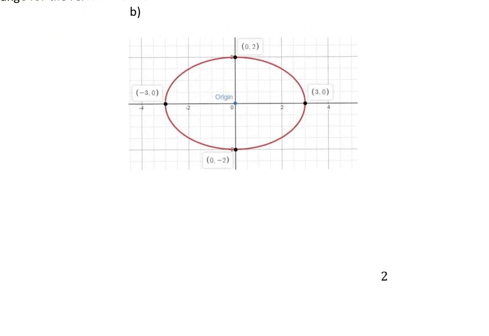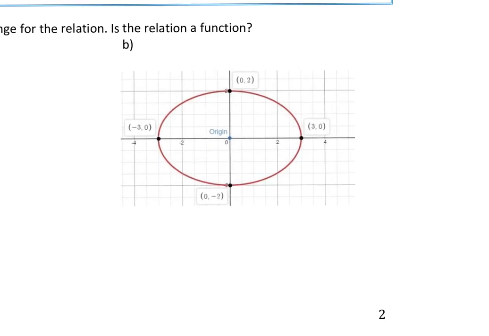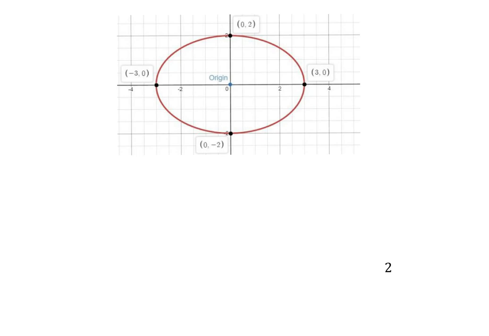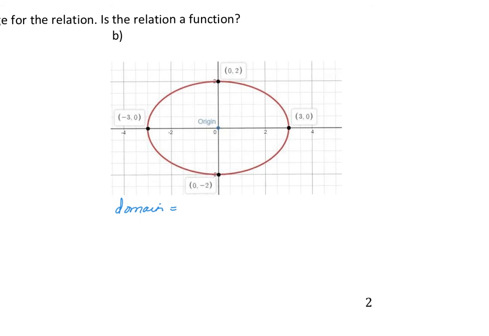Let's look at B. So we have this graph. This is the graph of an ellipse. It's kind of like a circle that's squished. Now I want to find the domain, which would be my x values. And I'm going to do what I did before. I'm going to pick x values and see if they correspond to anything on the graph. I have a problem though.